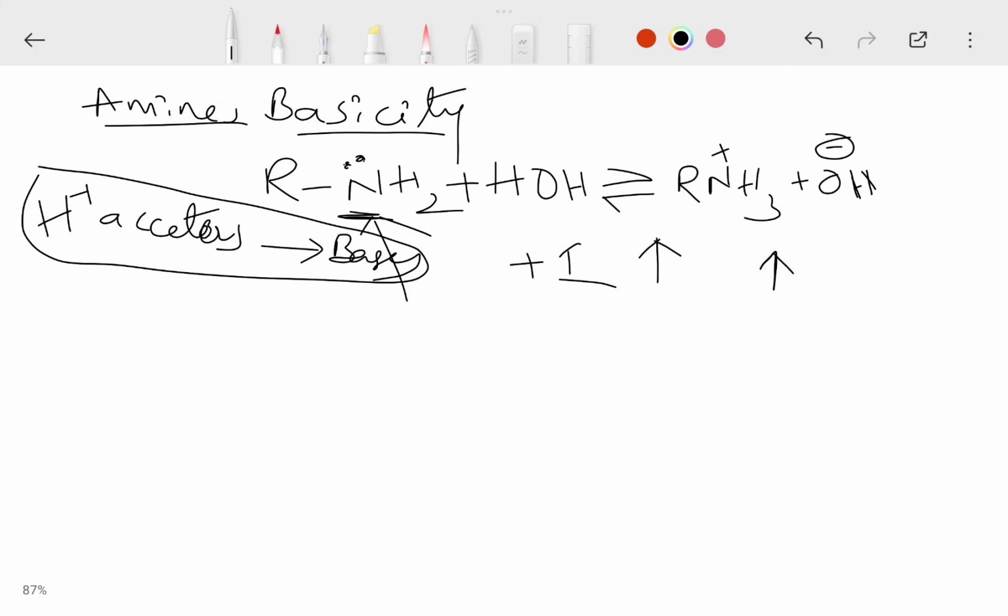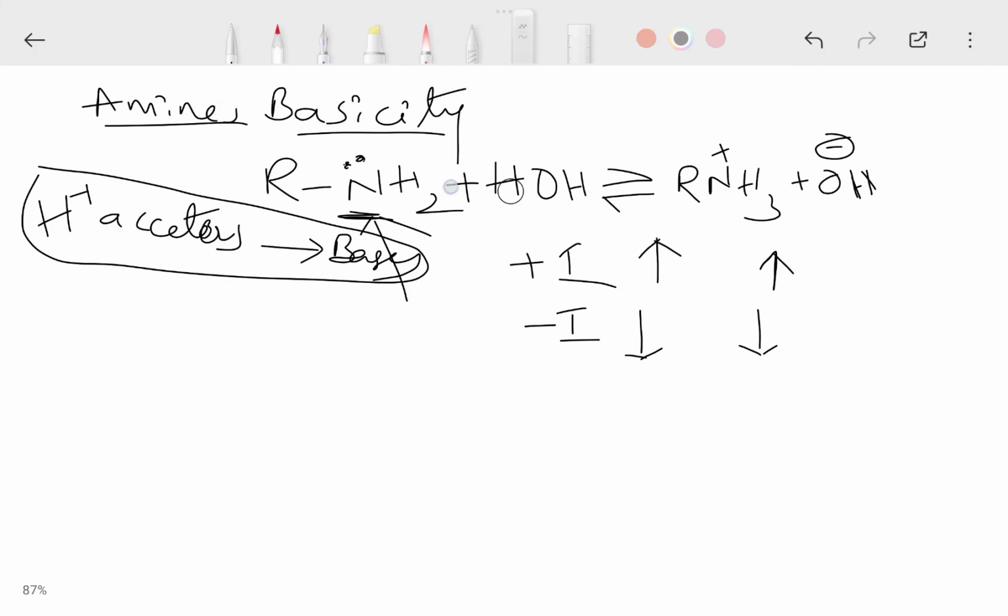If you take minus I groups, they decrease the electron density on the nitrogen atom. Minus I groups decrease the electron density on the nitrogen atom, hence they decrease the basicity of the amines. By involving the inductive effect, we can find the relative basicities of amines.